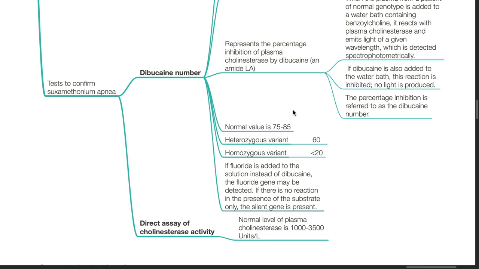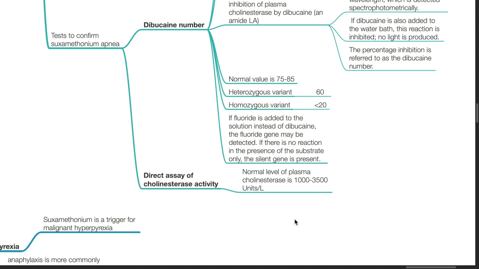For the heterozygous variant, the dibucaine number will be 60, and it will be less than 20 for the homozygous variant. If fluoride is added to the solution instead of dibucaine, the fluoride gene may be detected. If there is no reaction in the presence of the substrate only, the silent gene is present. Direct assay of cholinesterase activity. Normal level of plasma cholinesterase is 1,000 to 3,500 units per liter.